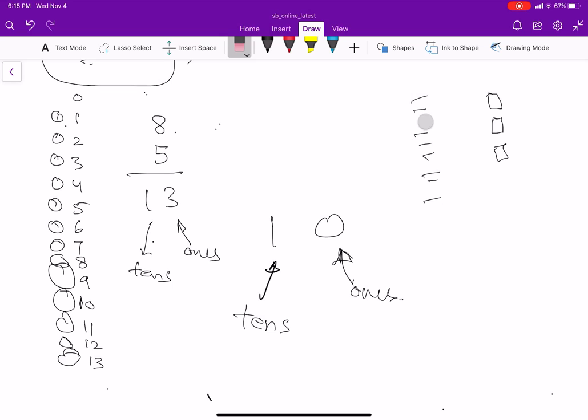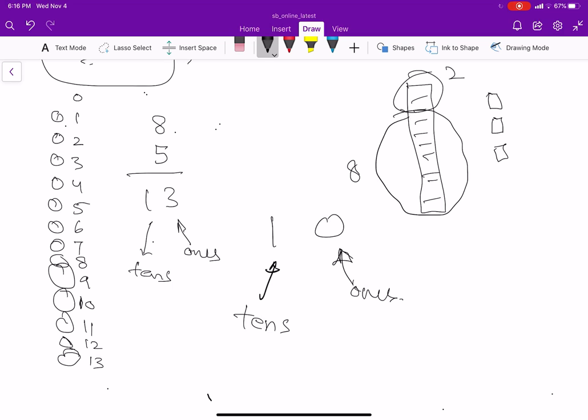Because it had 8. This was 8, and these were 2, and this was 3. So these were 5, 2 and 3, 5. And 8, it made 13, right? That's how we did it. So now let's go back to something interesting.